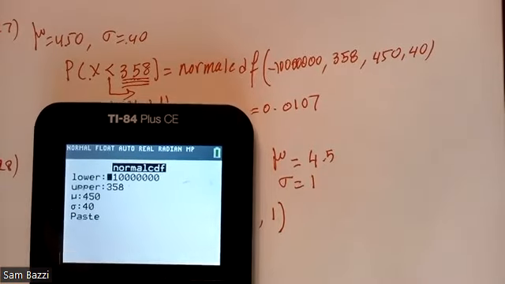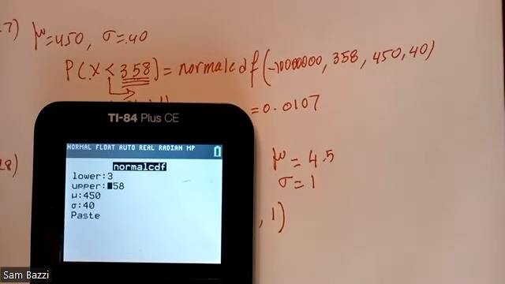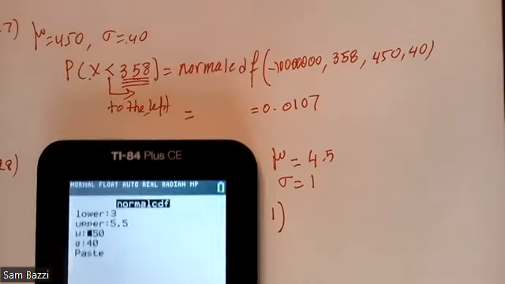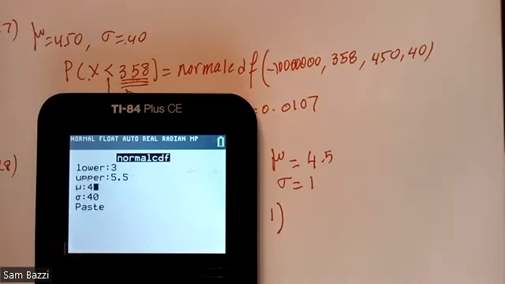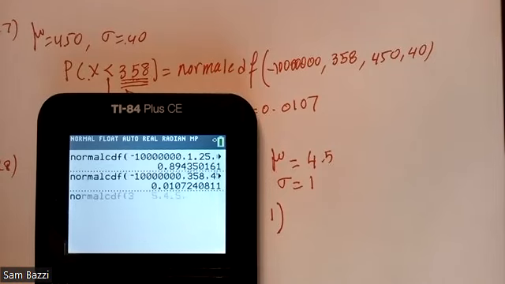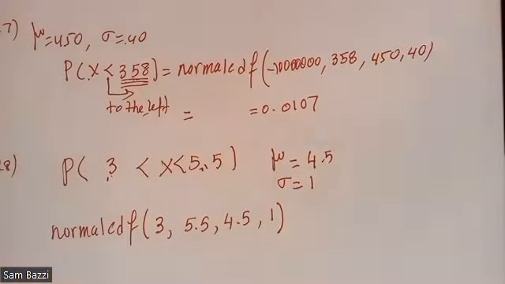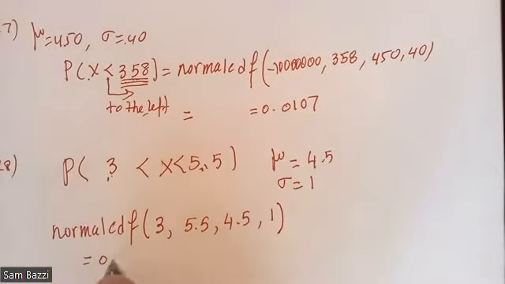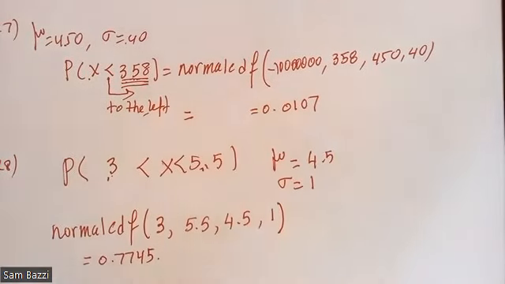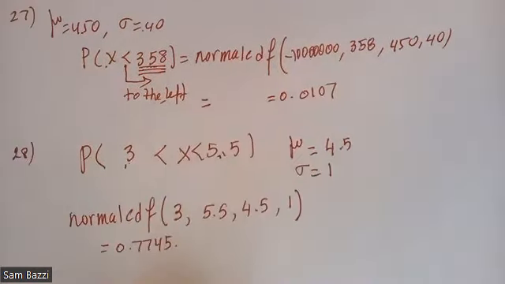Normal CDF, 3, 5.5. What's the mean? 4.5. Look how straightforward it is. Equal, and it will give you the final answer, 0.7745. That would be the answer. One step, and you can get it done this way.